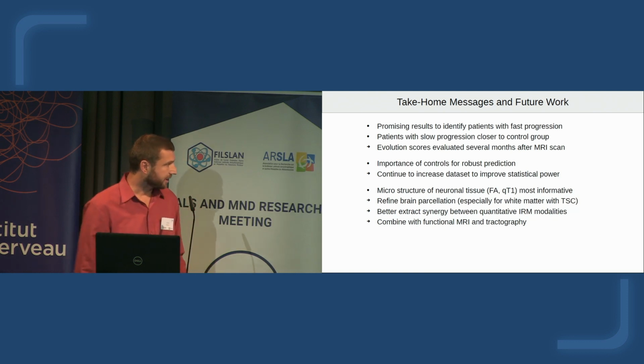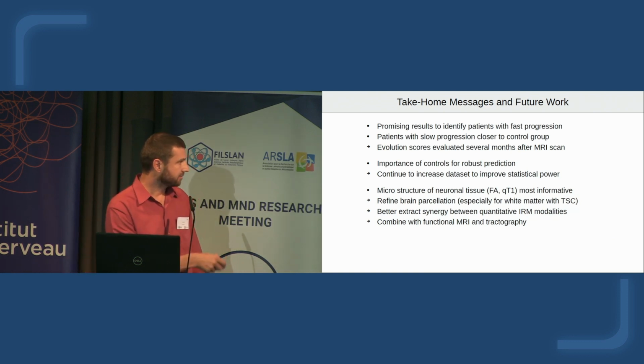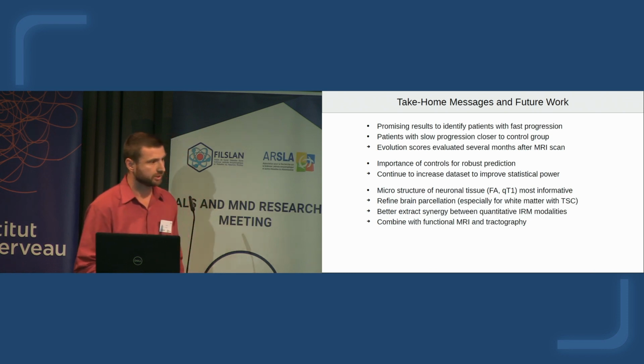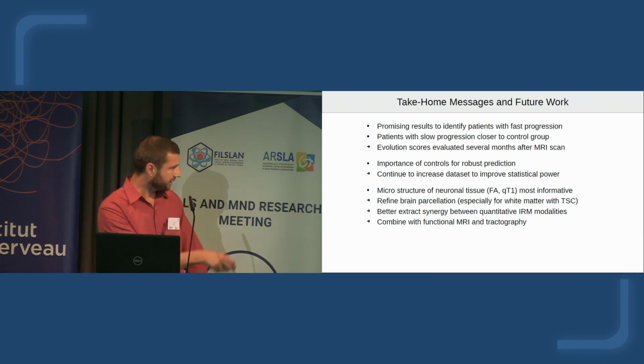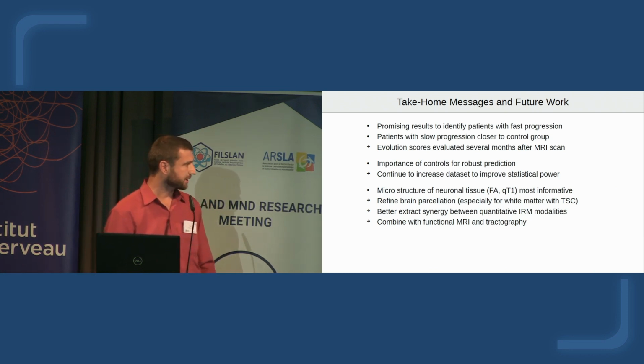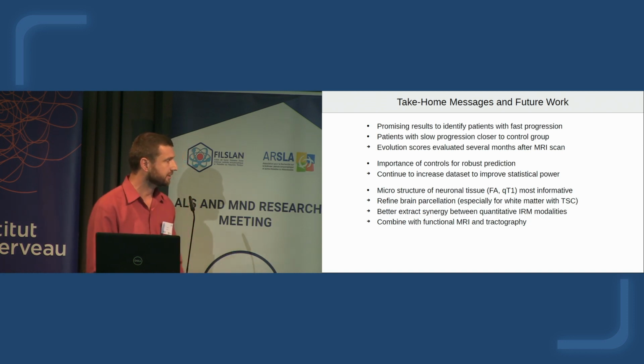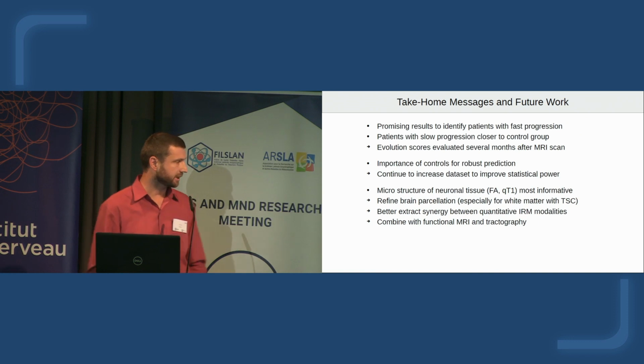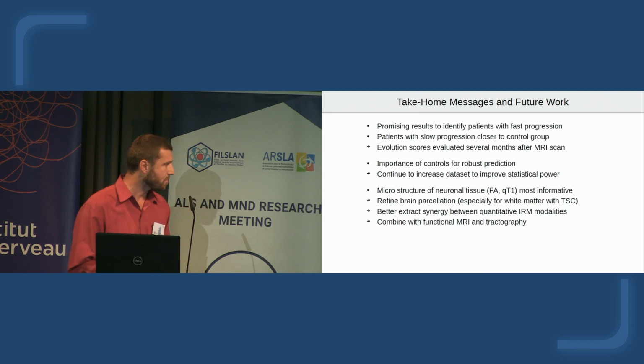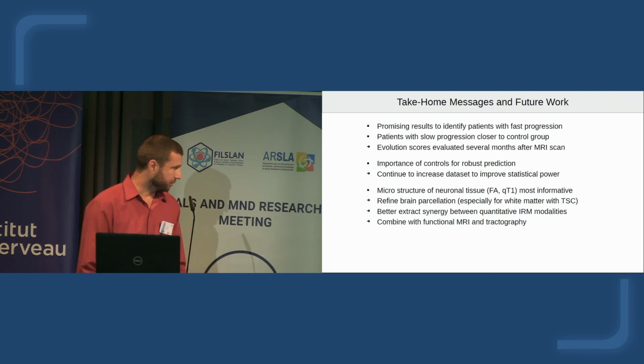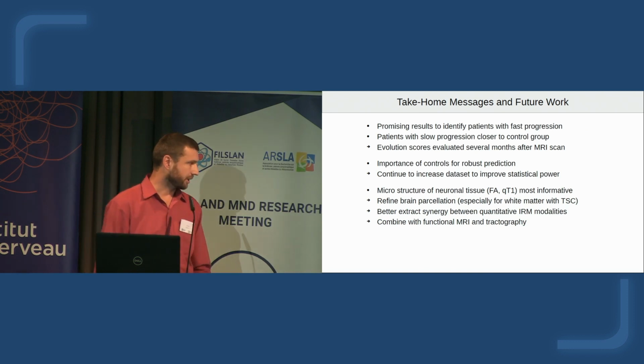So far, the MRI modalities that are more informative are FA and QT1, which are related to the microstructure of the neuronal tissue. In the future, we want to refine the brain parcellation, especially because sodium concentration seems to be interesting. If you want more detail on that, go and see the poster by Munir and Mendeli. And we also want to combine later with functional MRI and tractography.